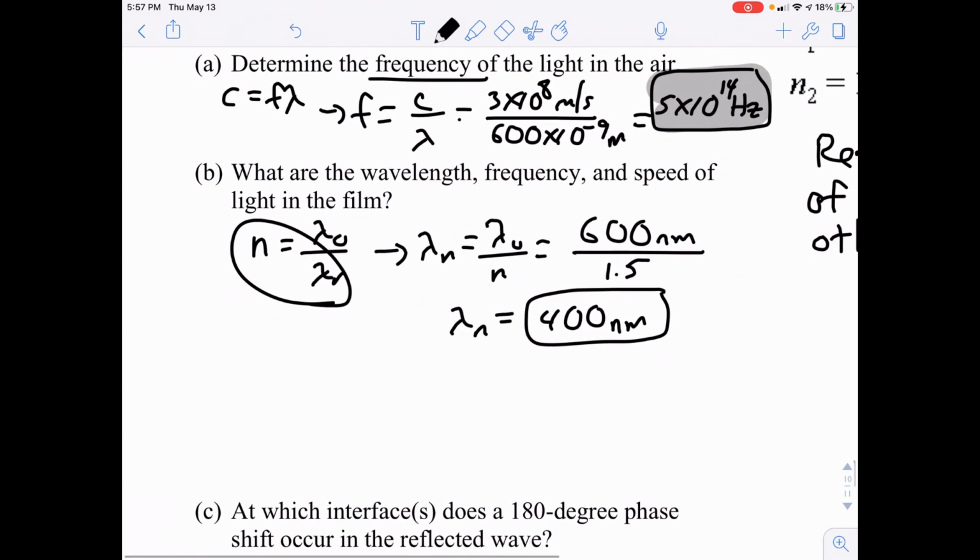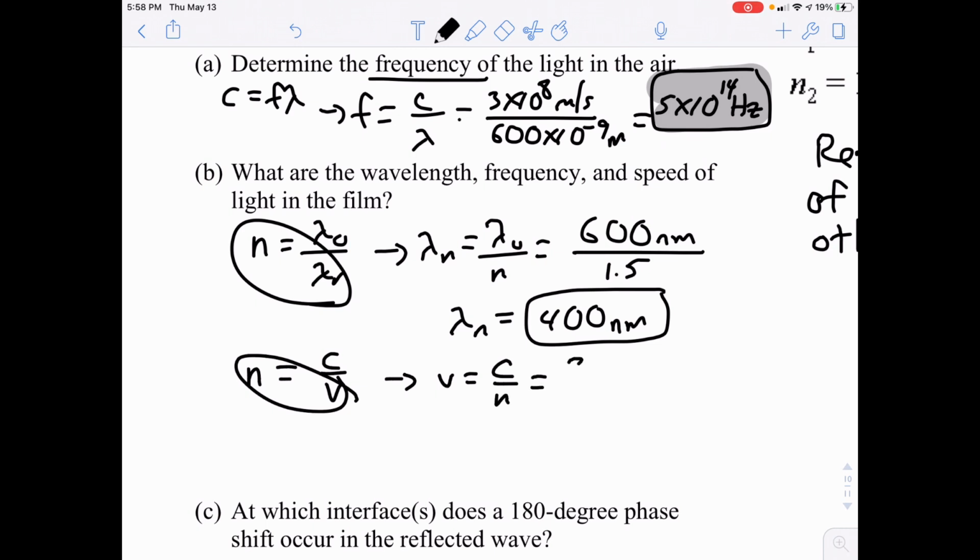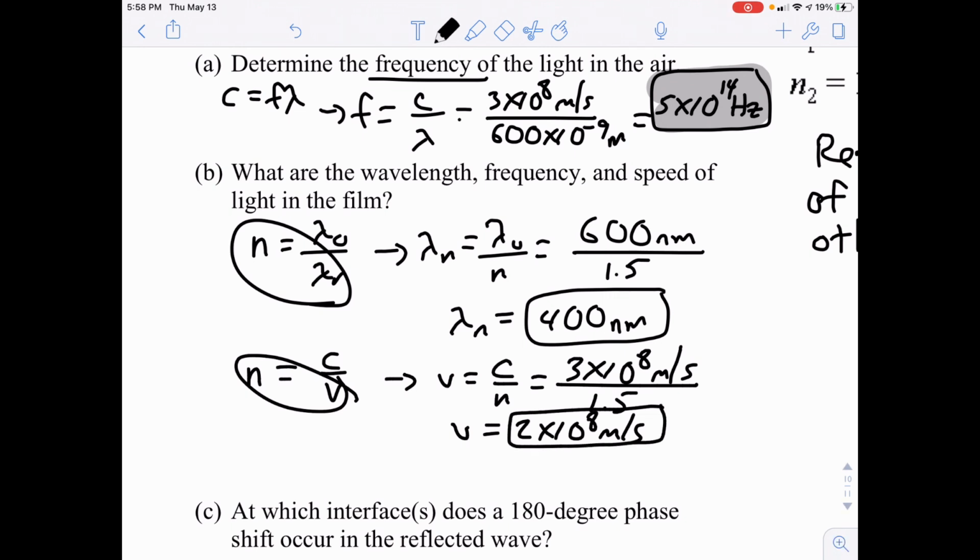The speed, how do we find the speed? Well, n is equal to c over v, where v is the speed of light in a medium, so v is c over n. We take our speed of light in a vacuum or air, 3 times 10 to the 8 meters per second, and divide that by the index of refraction of the film, and the speed in the film gets reduced to about 2 times 10 to the 8 meters per second.